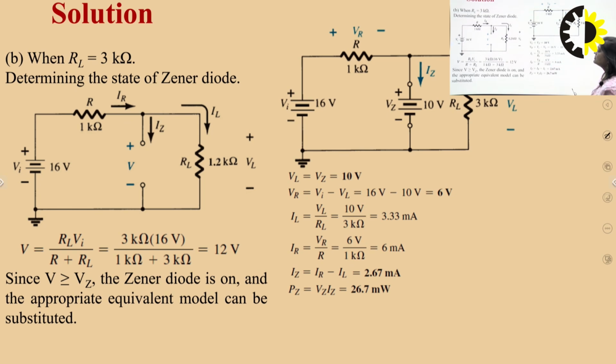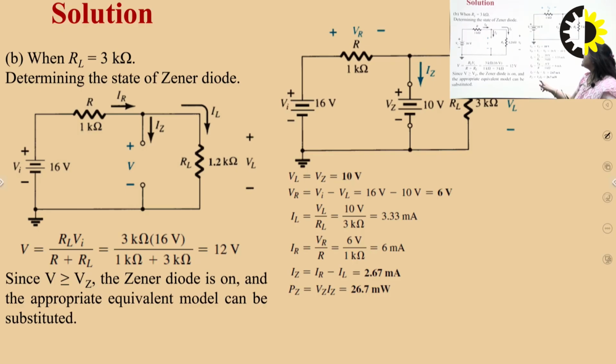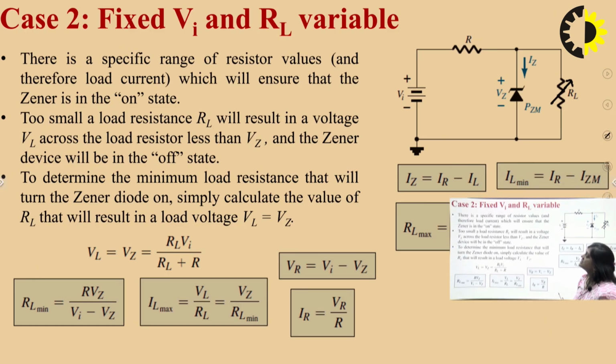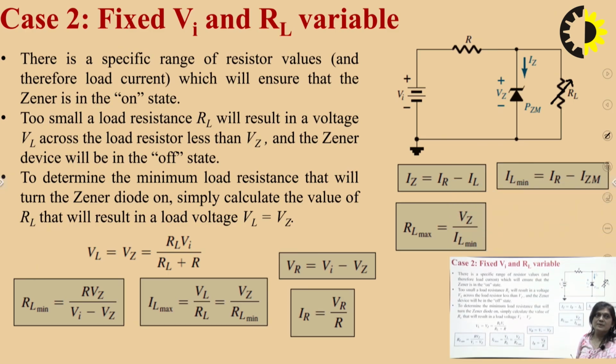IL we can find out as VL upon RL. IR is VR upon R. So IZ would be equal to IR minus IL. And after that, PZ can be found out by using PZ is equal to VZ multiplied by IZ. Now this is the second case, that is the fixed VI and variable RL.